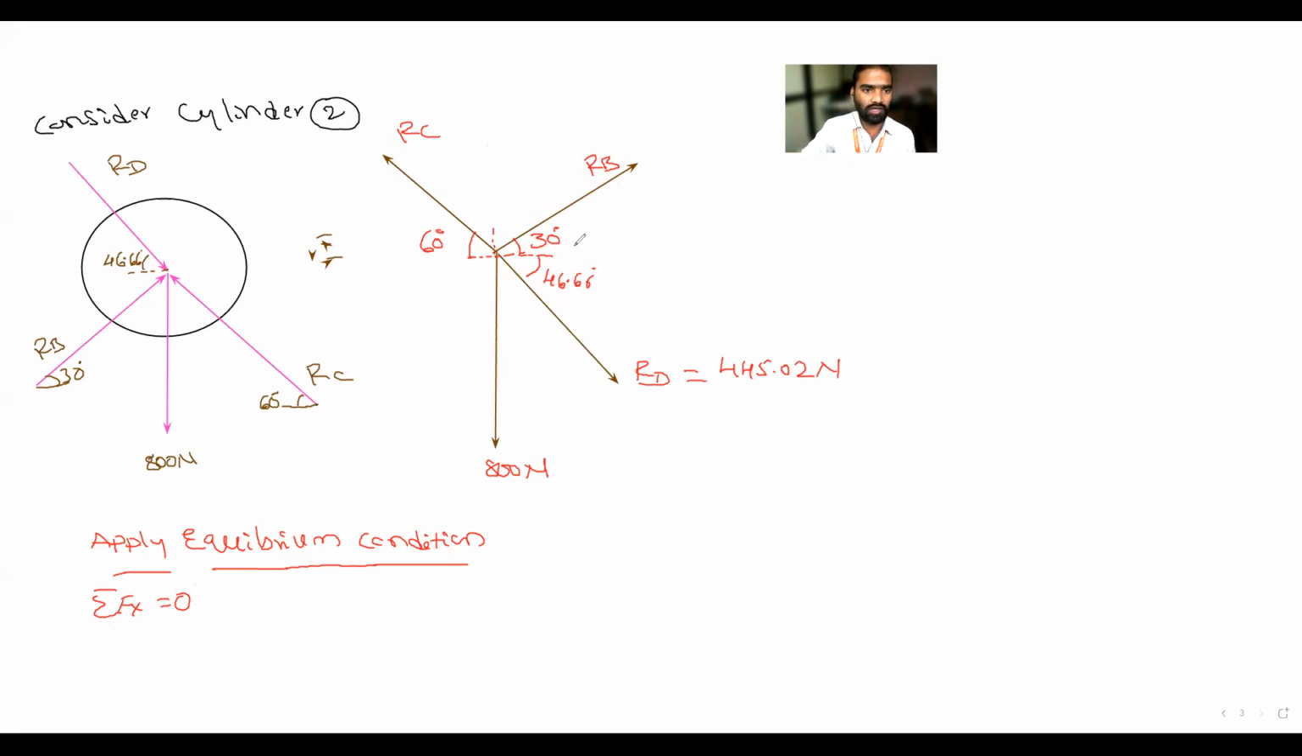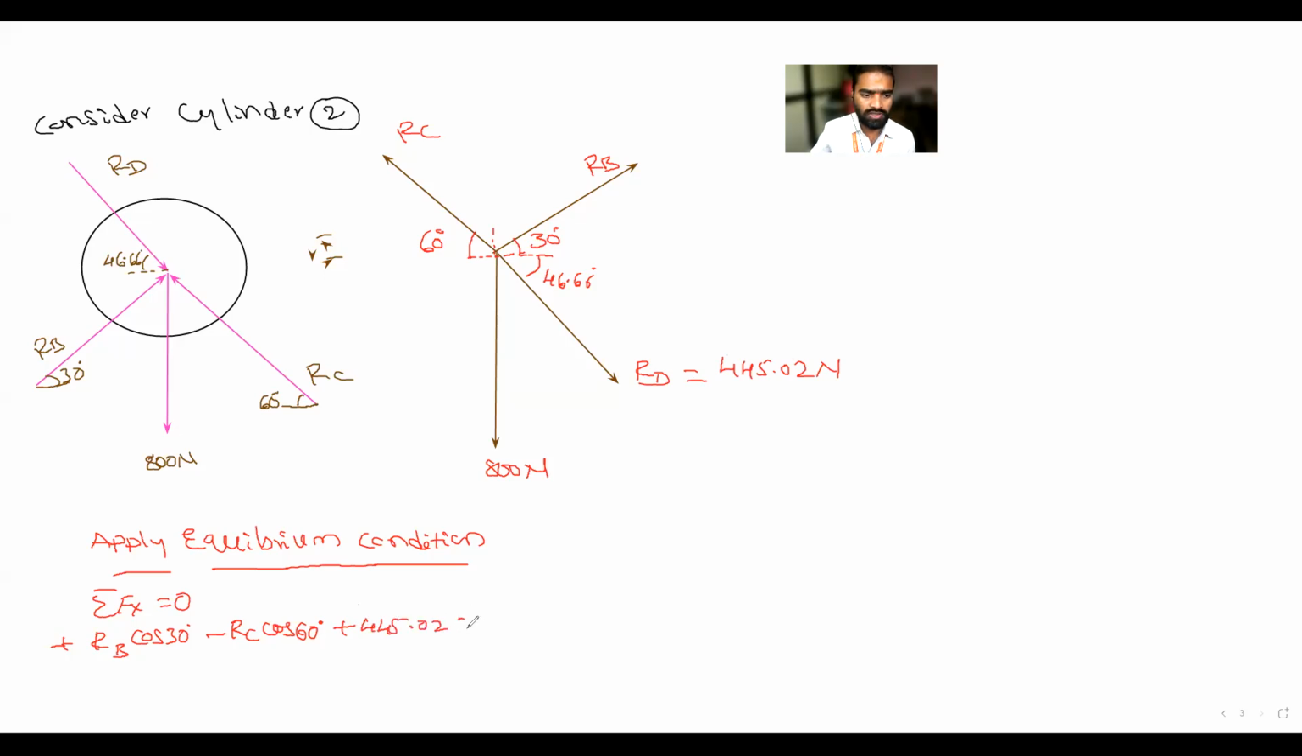Sigma fx is equal to 0. Tell me, RB is moving in which direction? Positive right hand side or left hand side? Positive. Plus RB cos 30. See first chapter, without first chapter you cannot move. Next minus, second quadrant, RC cos 60. Now this 800, is it producing any forces in the horizontal direction? No sir, it will not. Next, RD is in fourth quadrant, that is moving positive direction. That is plus 445.